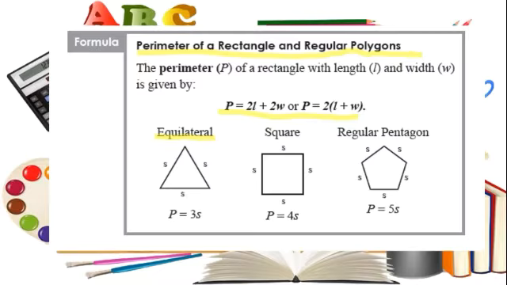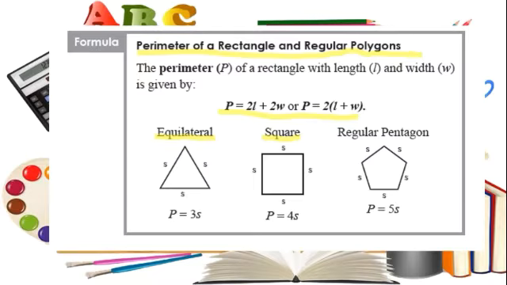Next is square. How to get the perimeter of a square. Since ang square class kay same, ang ilahang sides tanan kay congruent, so we have the formula 4s or 4 times sides. Di ba ang square, upat man siya ka sides, and their sides are all congruent. Therefore, 4s ang ilahang formula in getting the perimeter.